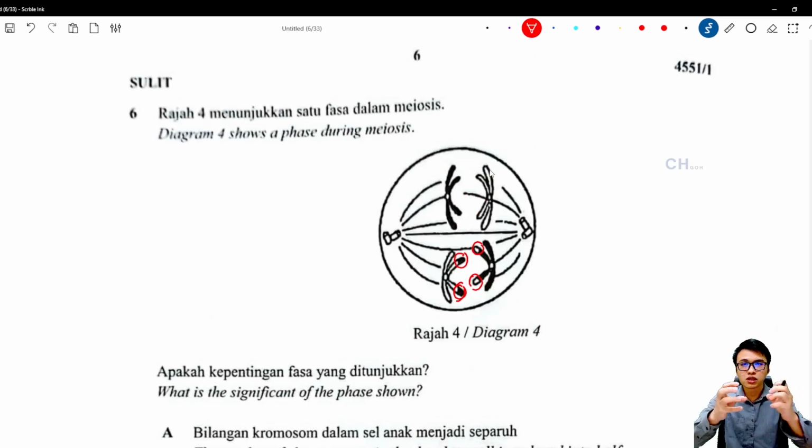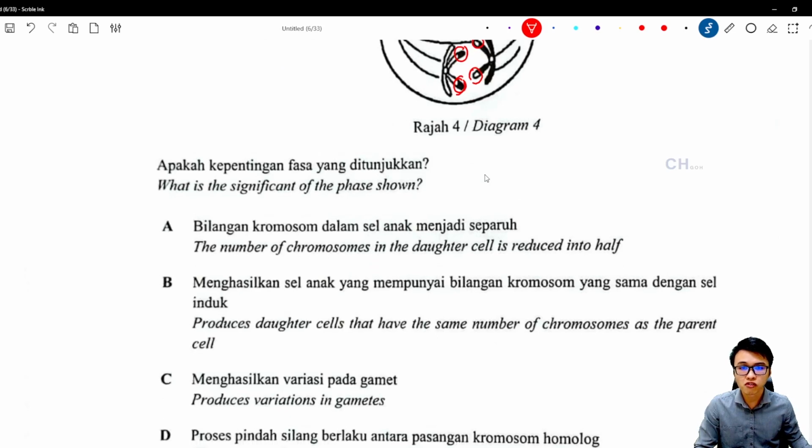When the homologous chromosomes are separated, the number of chromosomes in the daughter cell is going to be reduced into half. Okay, so in the end, it's going to be divided into 2, which is answer A.